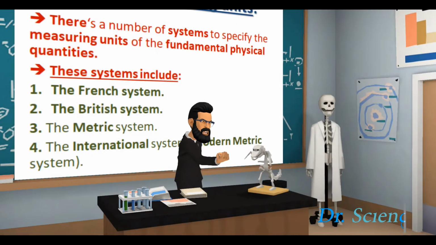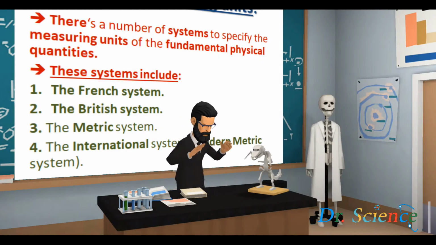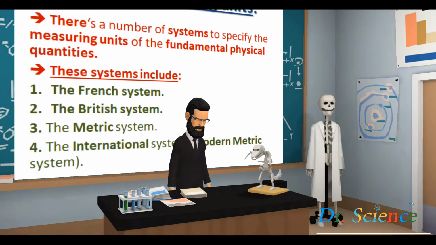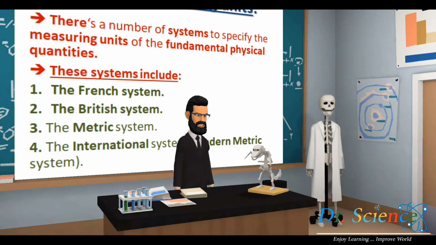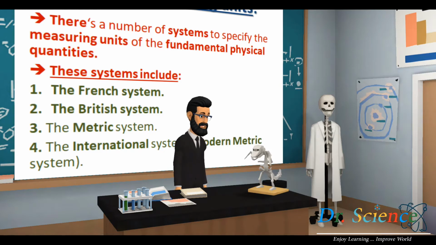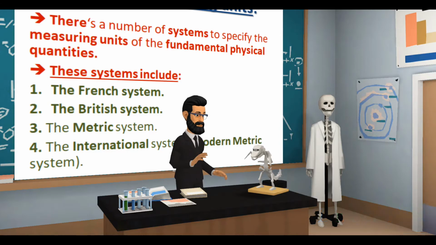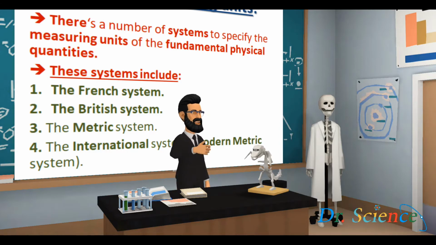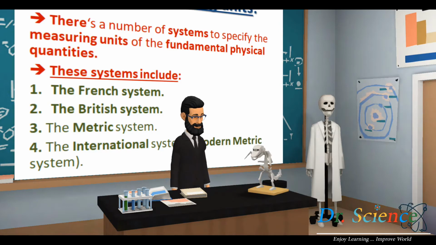Now, we will talk about the third element of measurement, which is the measuring units. There are a number of systems to specify the measuring units of the fundamental physical quantities. The first system was the French or Gaussian system, the second system was the British system, and the third system was the metric system. Then, the scientists decided to put the international system, or as they call it, the modern metric system.